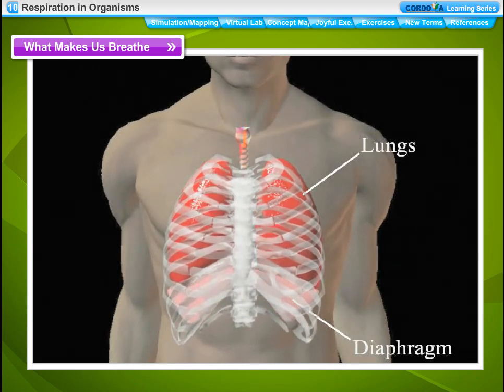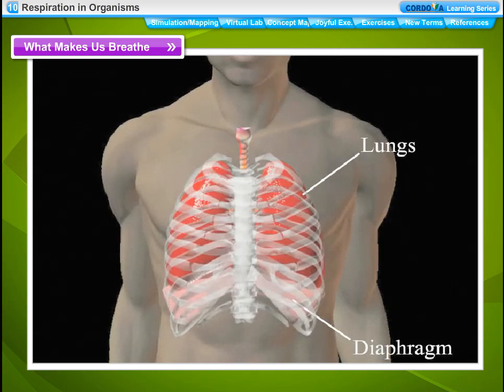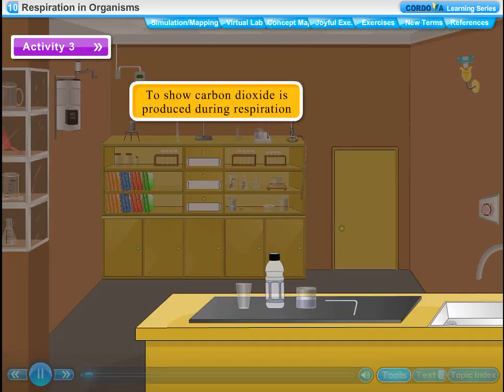Ribs move upward and outward. Air. Activity 3. To show carbon dioxide is produced during respiration.